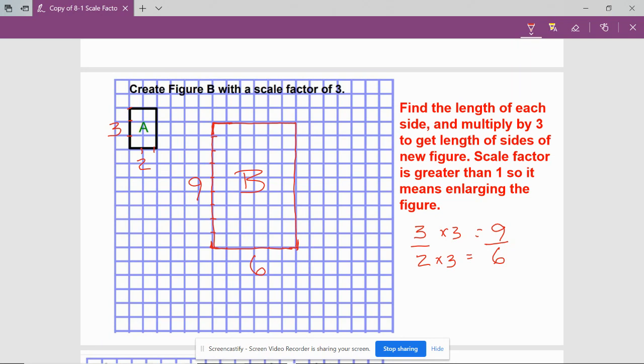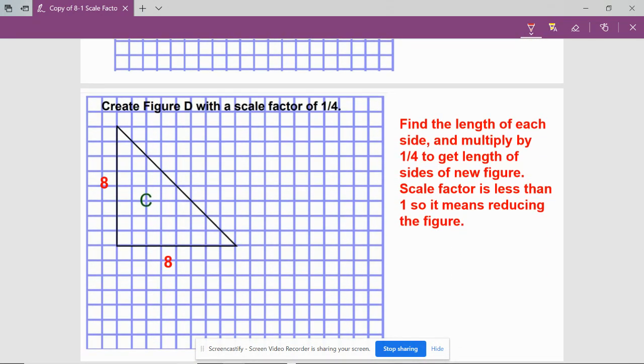Okay, so let's go to the next one, which is the same kind of problem. We're going to create figure D with a scale factor of 1/4. So again, that is smaller than 1. 1/4 is smaller than 1. So that means that our figure D is actually going to be smaller than figure C. As we look at C, both sides are 8. So if we take 8 and multiply that by 1/4, that is actually equal to 2. 8 times 1/4, because both sides are the same, is going to be equal to 2.